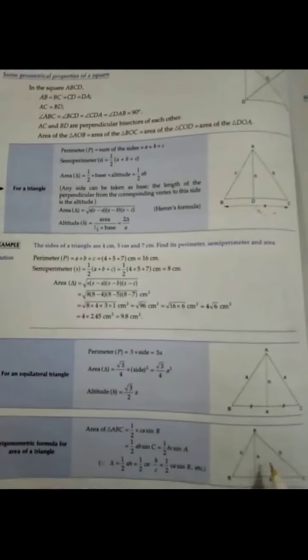In this type of triangle, we use trigonometric formulae for finding the area of a triangle. Area of triangle ABC is equal to half CA into sin B, which is equal to half AB sin C, equal to half BC sin A. Clear? So here we use trigonometric ratios.